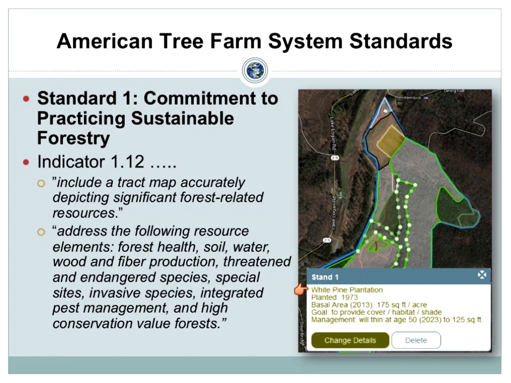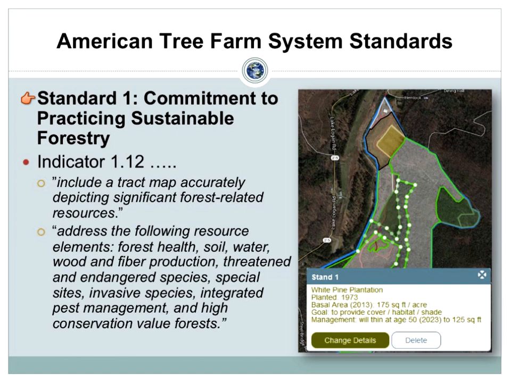But not only does this stand that's highlighted right here with the dots all around it show you that on the map, but we can also provide other information about that piece of property, the text information, about that one stand. So that's a white pine plantation planted in '73, what its basal area was in 2013, what the goals are for it, and what the management plans are for that. And you can input all that stuff so that every time you click on that, this information pops up, and you could always change that information as well. Very important stuff if you're trying to let other people know that you're following these important standards.